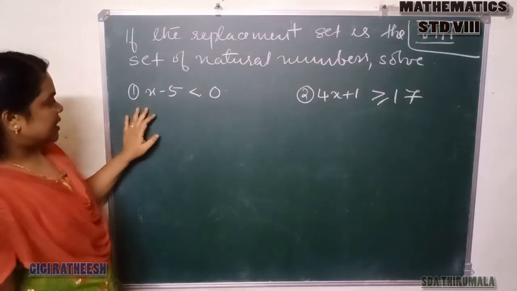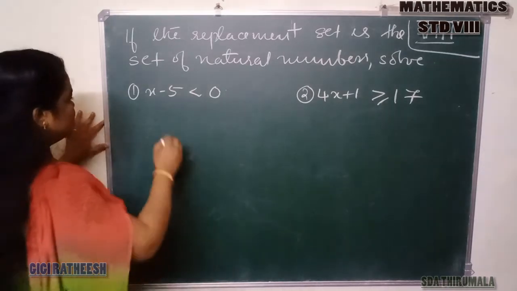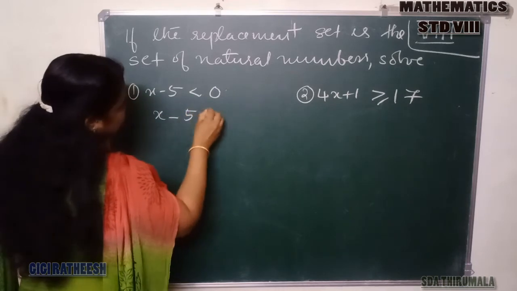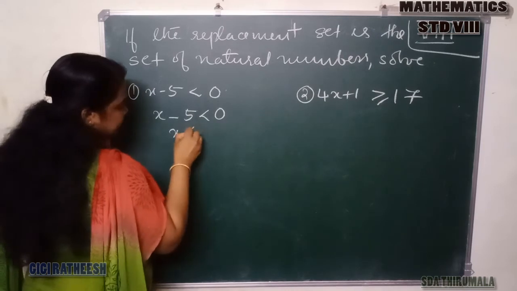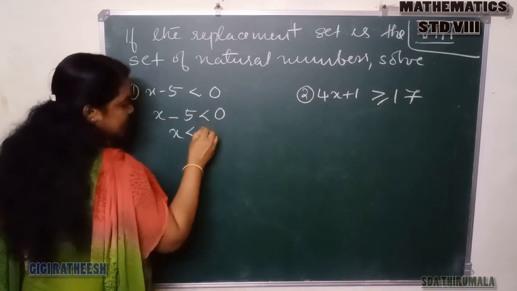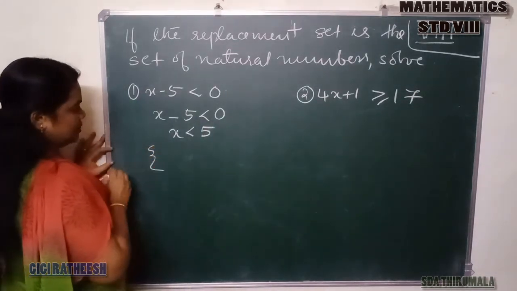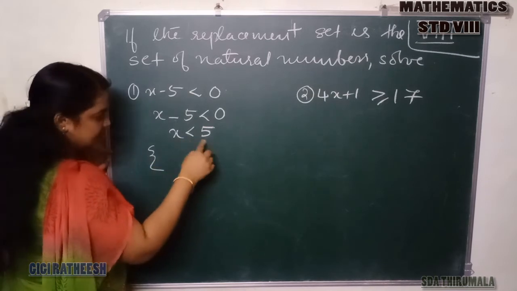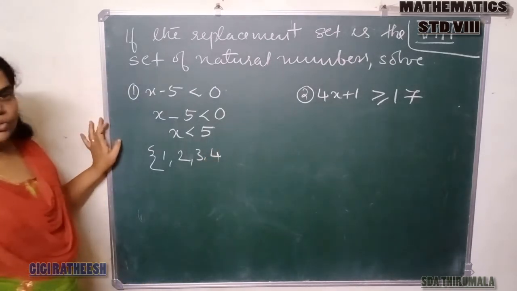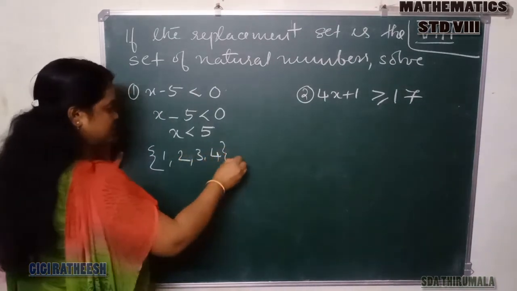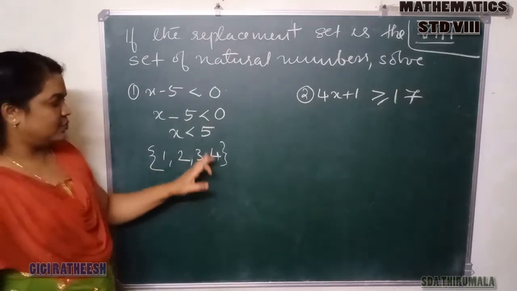Solve the first question, x minus 5 less than 0. We can write x minus 5 less than 0, and this minus 5 goes to the right side and changes to plus 5. So x less than 5, and the solution set is 1, 2, 3, 4. That is, x less than 5, and 1, 2, 3, 4 is the solution set.